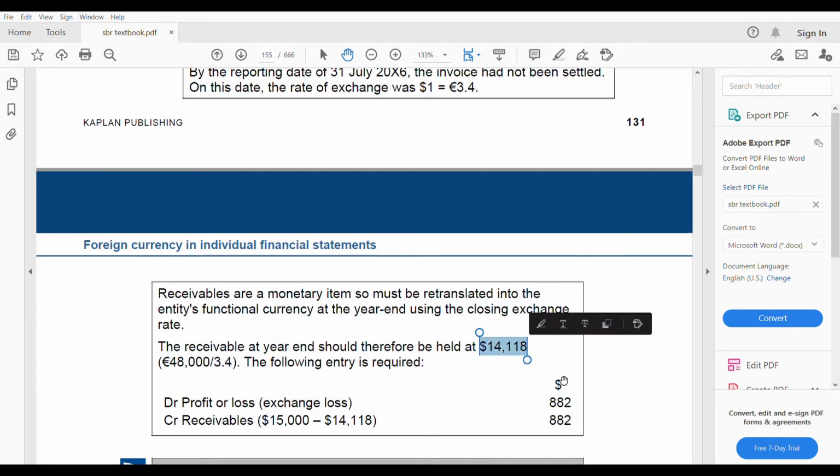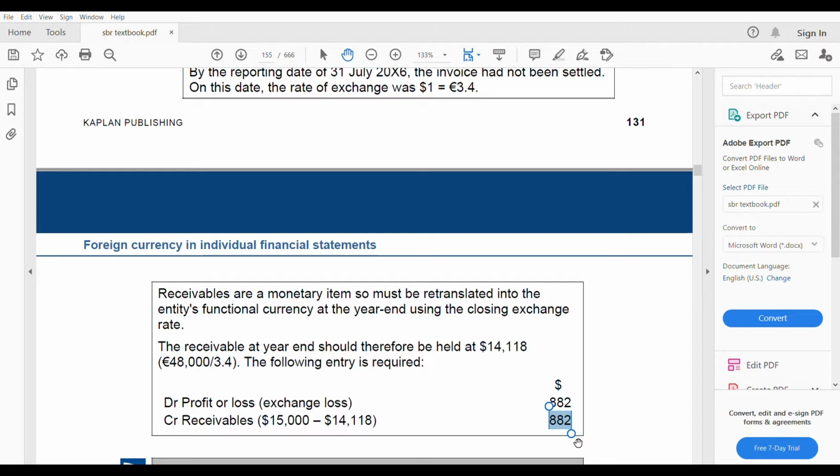Okay, so if you see here, the difference, it was 15,000, but it went down to 14,118, which is 882. This time it's an exchange loss. So it will be debited in profit and loss, credit in receivable, 882. The difference only. Because before it was 15,000, now it is 14,118, the closing balance.